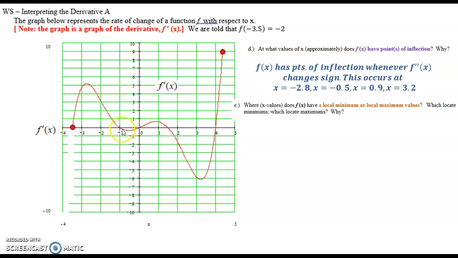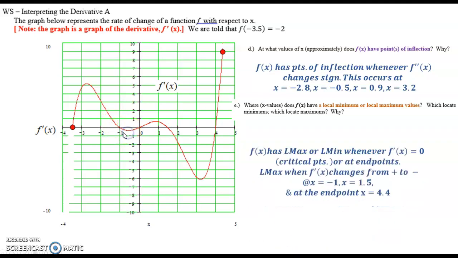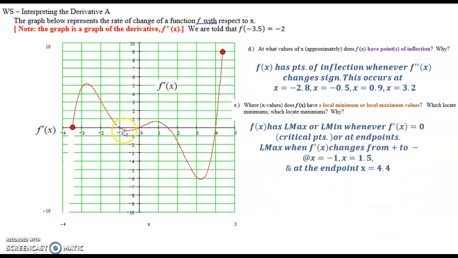What about this one? This critical point, the derivative changes from a positive value before the critical point and then a negative value after the critical point. Therefore, we have a change from positive to negative, right? We have a local maximum.